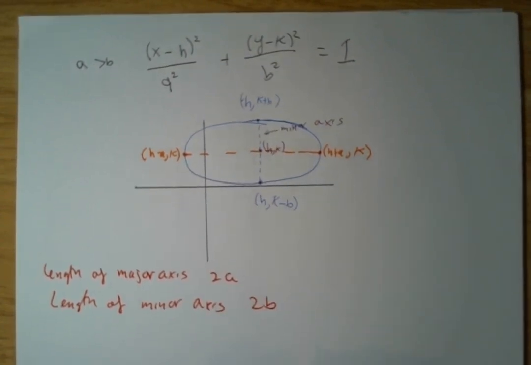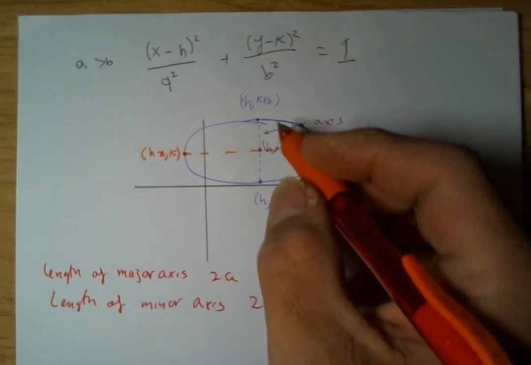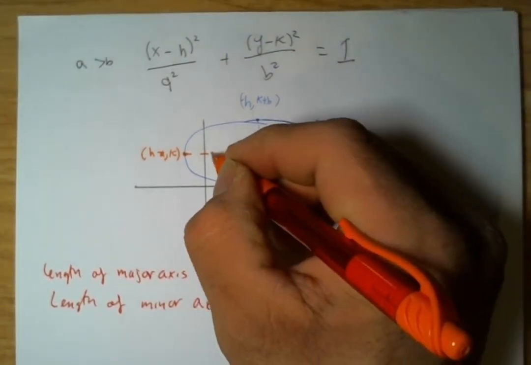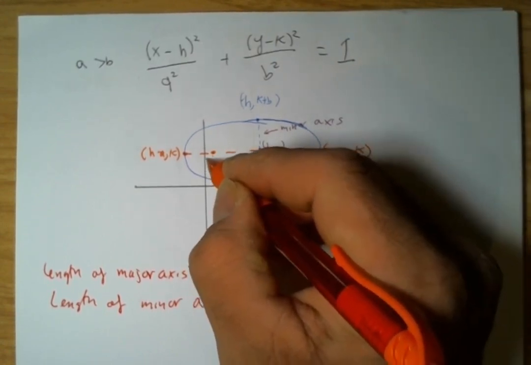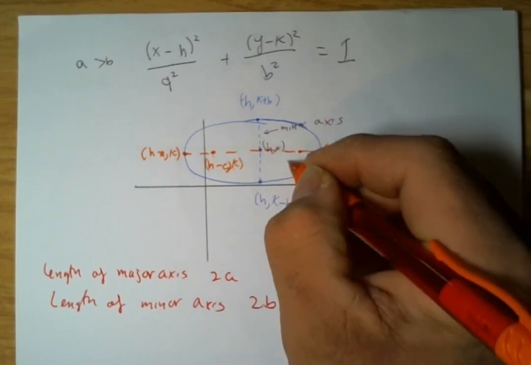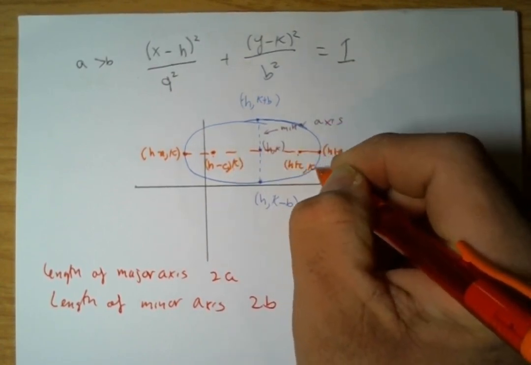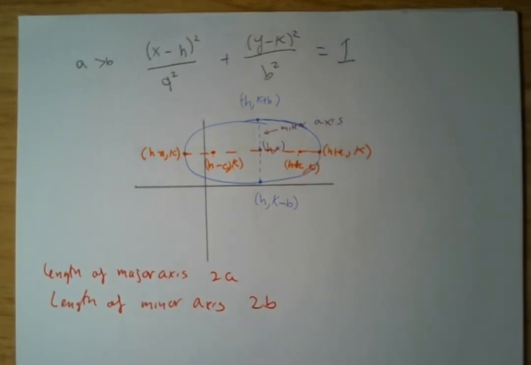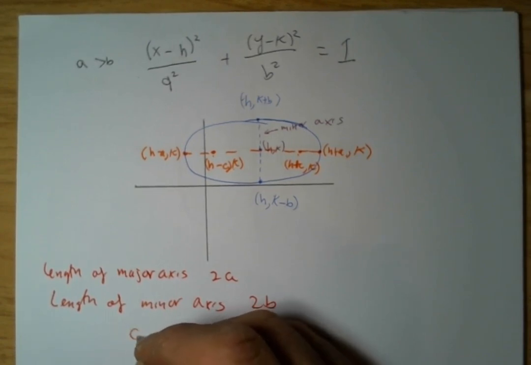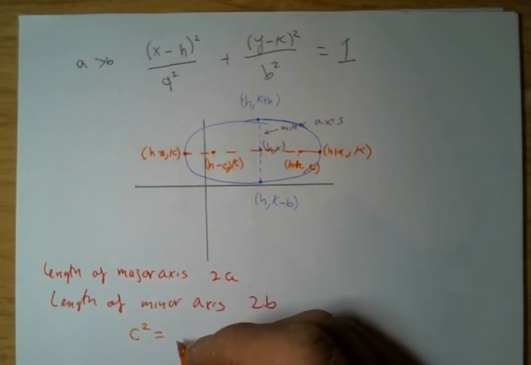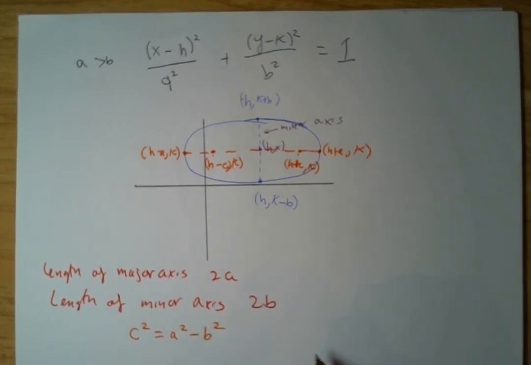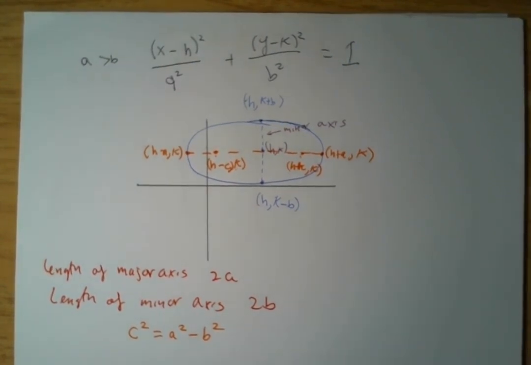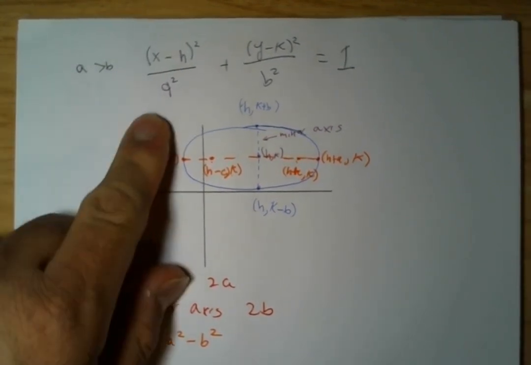Okay, and now another thing here is how we relate c to all of this. The foci would be somewhere around here, along the major axis. To get to this focus, it'd be (h minus c, k). And here we'd have (h plus c, k). And to relate the c, a, and b values, we've got c squared is equal to a squared minus b squared. Okay, so that's the case where we have a greater than b here.